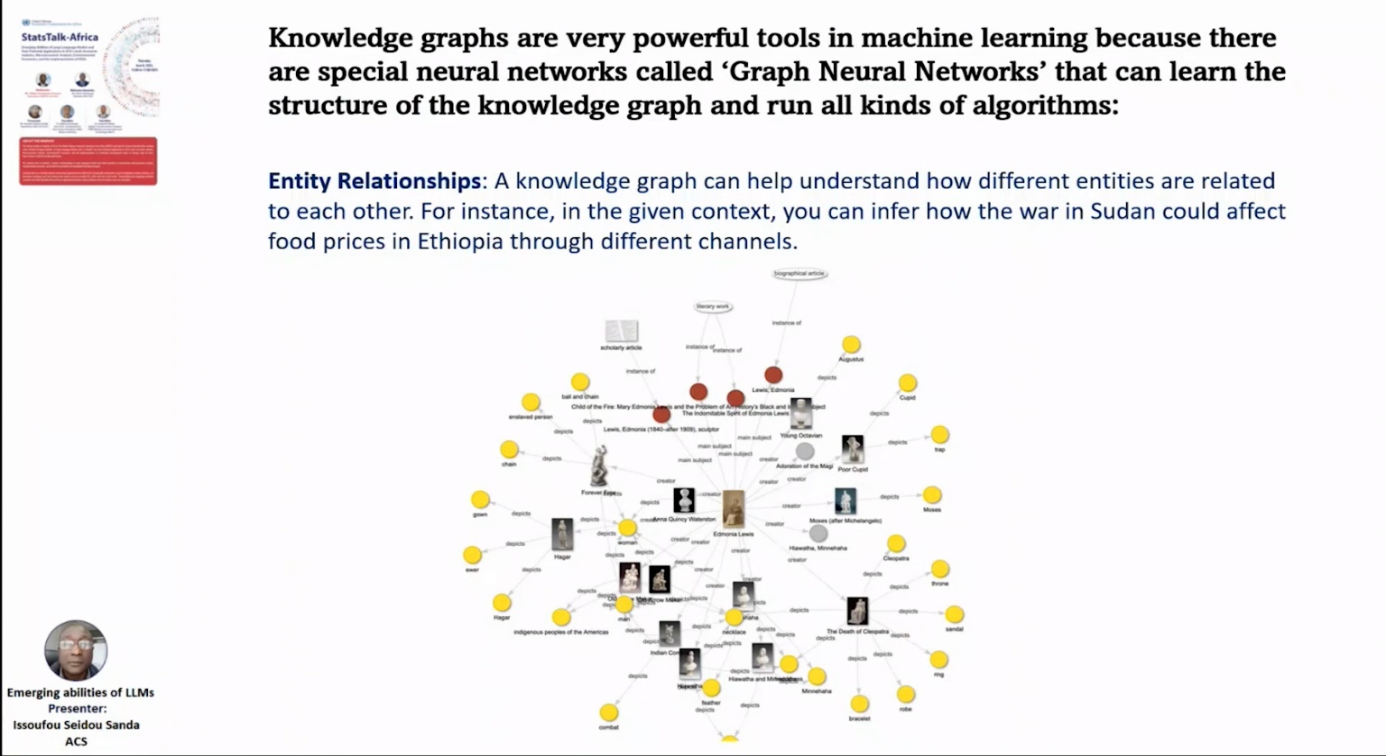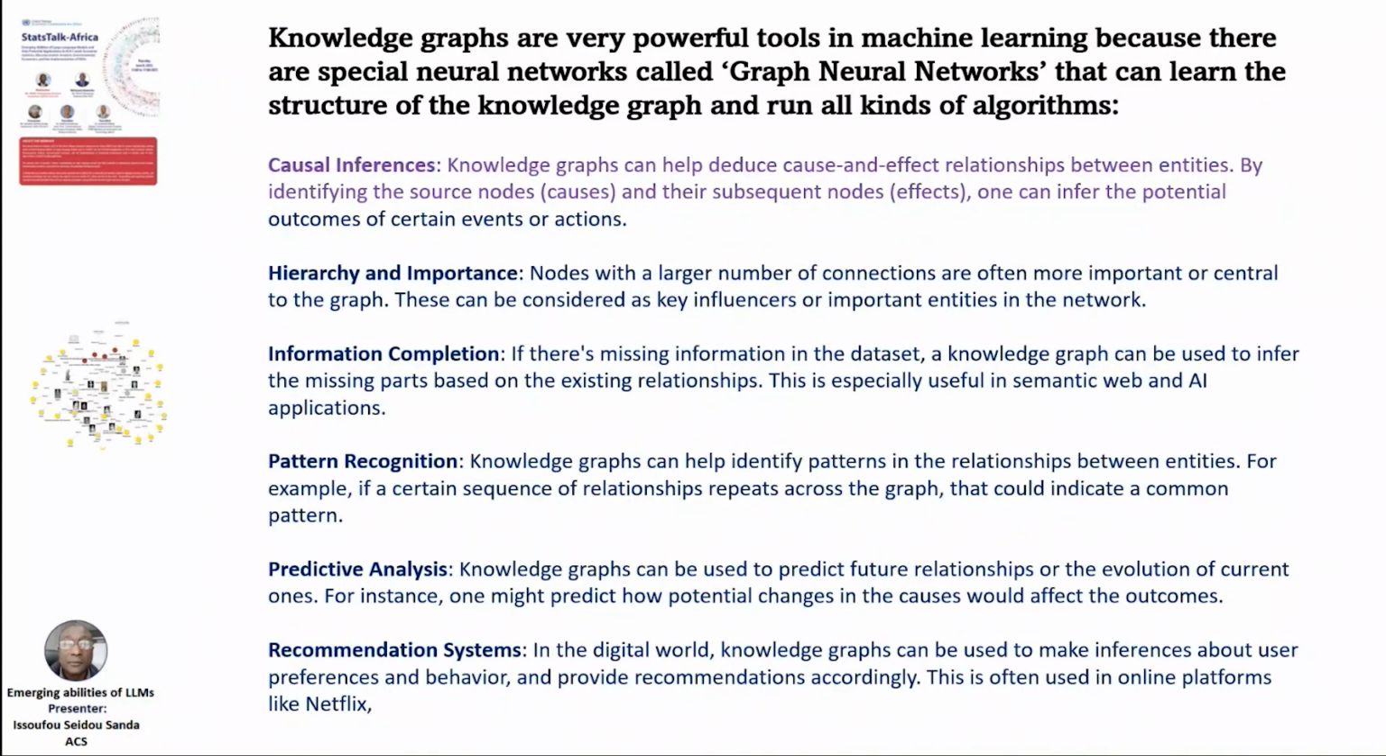Knowledge graphs are interesting because they are special neural networks that we call graph neural networks that we can use on a knowledge graph, and then we can run all kinds of algorithms like entity relationships, understanding how different things are linked between each other. You can do causal inference, so discover cause and effect relationships. You can do hierarchy and importance. You can do information compilation, pattern recognition, predictive analysis, and even recommendation systems.